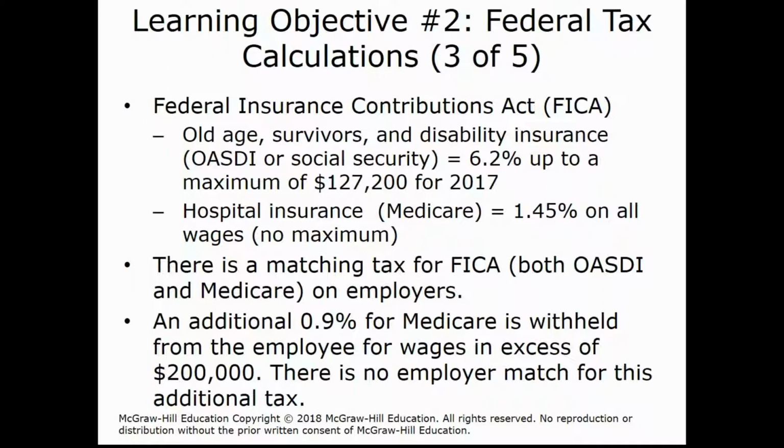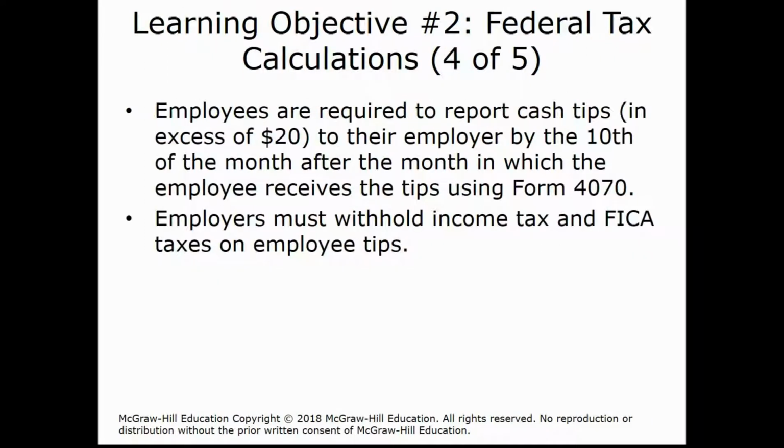I mentioned there is a matching, so the employer and employee pay the same rate. So it would be 12.4% total for Social Security and 2.9% for Medicare. There's also an additional 0.9% for those whose wages exceed $200,000. Here, though, the employer does not match that surtax for Medicare. That's only the employee's responsibility.